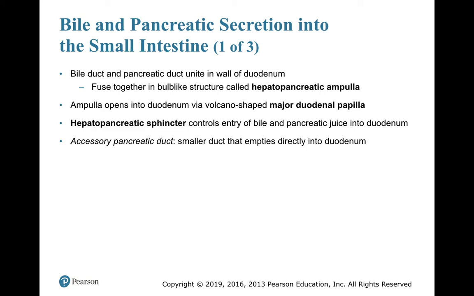The bile duct and the pancreatic duct unite in the wall of the duodenum. They fuse together in a bulb-like structure called the hepatopancreatic ampulla, and that ampulla opens into the duodenum through a volcano-shaped major duodenal papilla, and the hepatopancreatic sphincter controls the entry of bile and pancreatic juice into the duodenum. There's also the accessory pancreatic duct, which is smaller and empties directly into the duodenum.